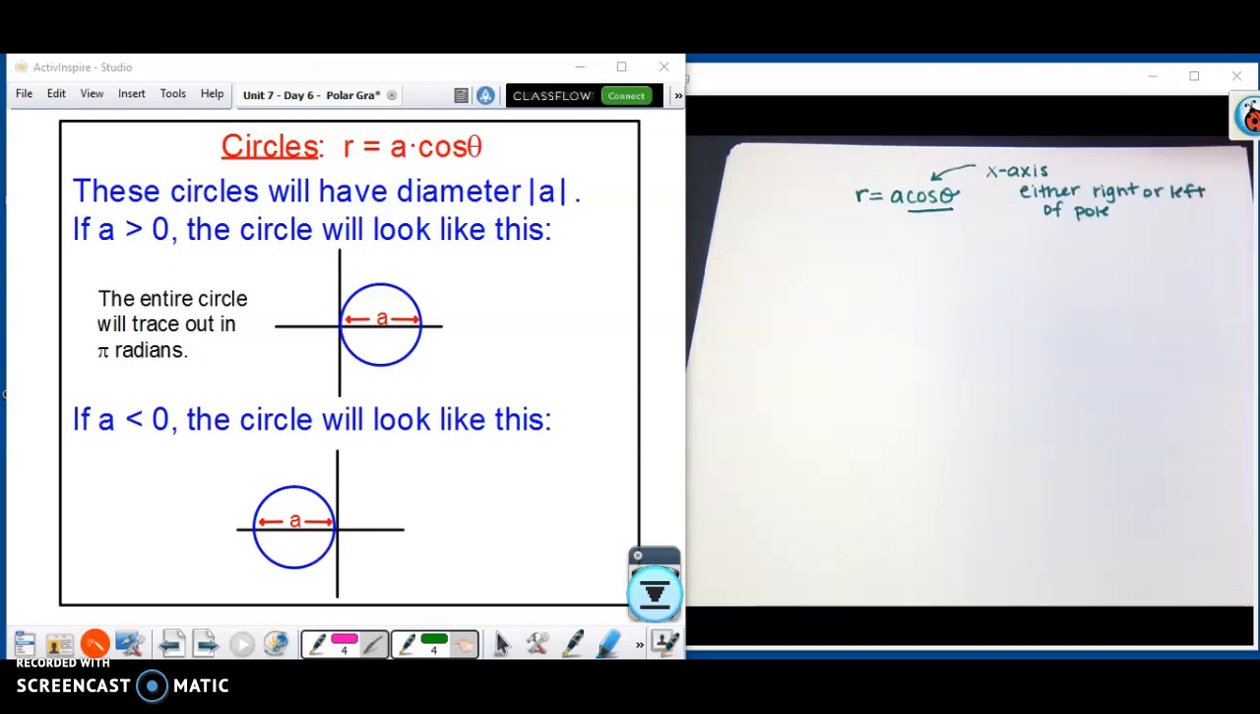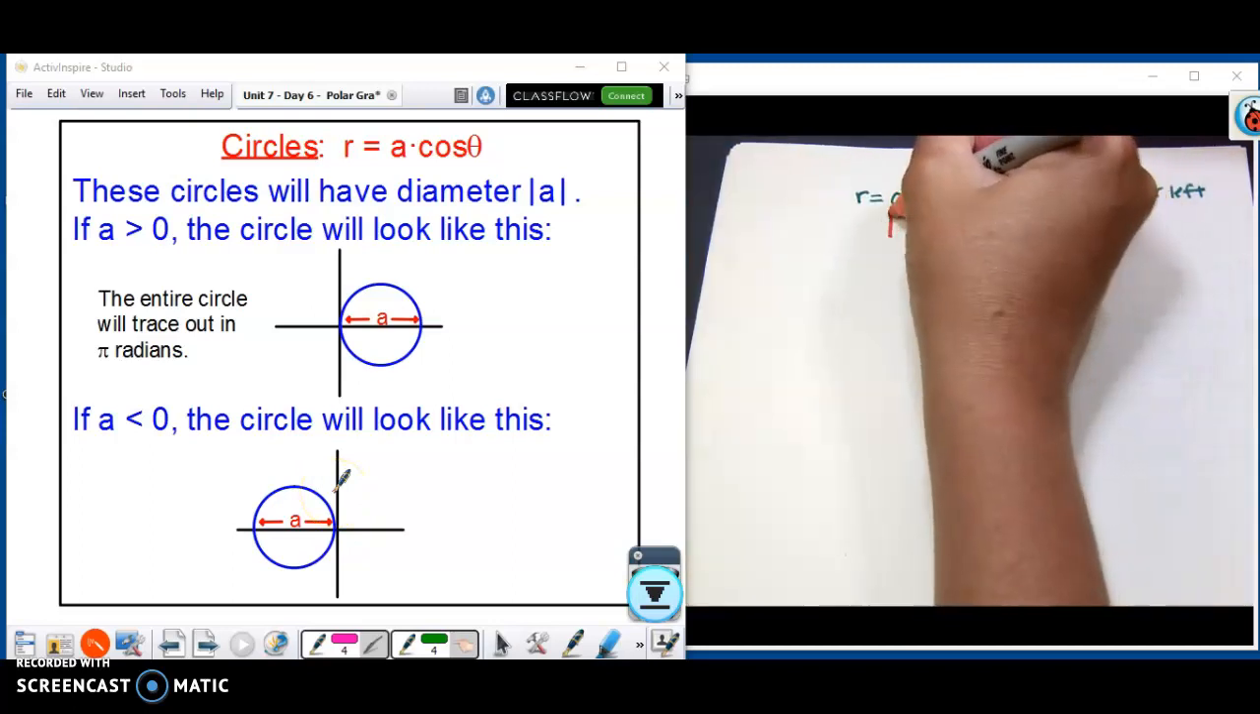And then because cosine relates to x values, it's either going to be on the right of the pole. So this is an example of right of the pole. The circle is literally on the right of the pole. Or it's going to be on the left of the pole. So how do you tell that? So this value a here.